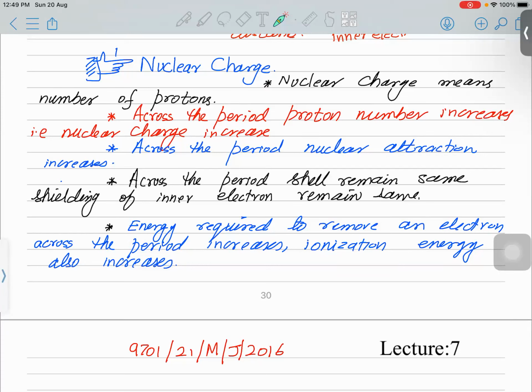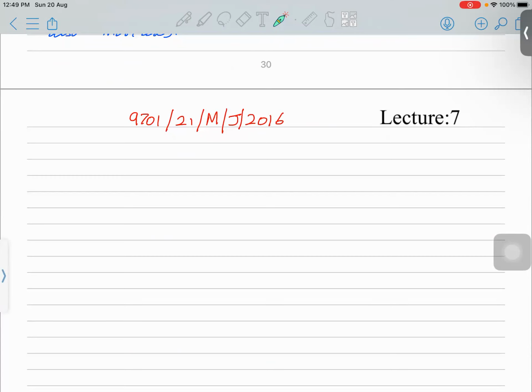So nuclear attraction increases. Across the period, shell remains the same and shielding remains the same. Because of the increased nuclear attraction, more energy is required to remove the electron. That's why ionization energy increases across the period. Ionization energy means to remove one electron from a gaseous atom to form a gaseous +1 ion.